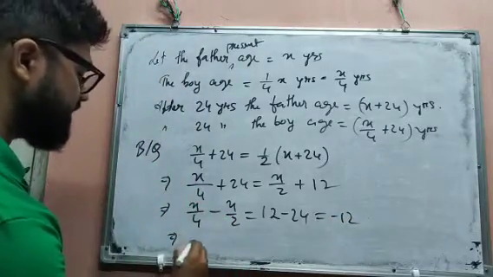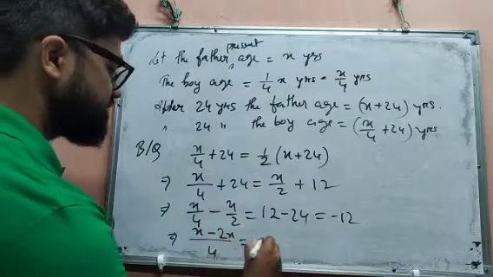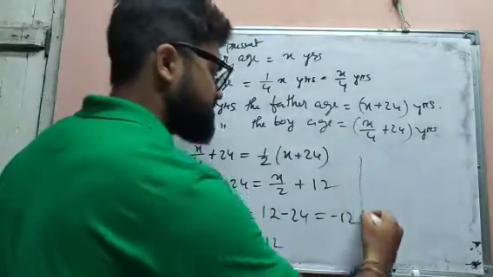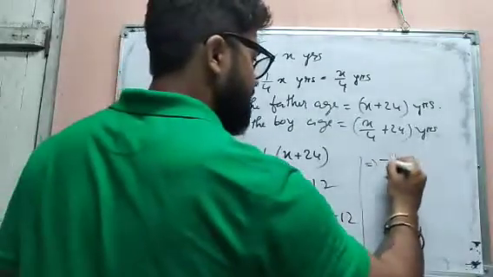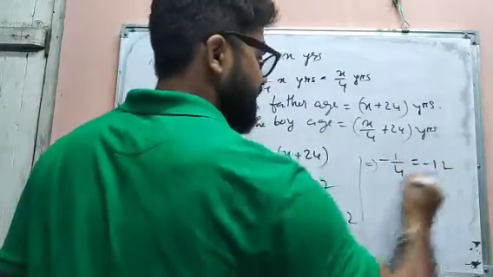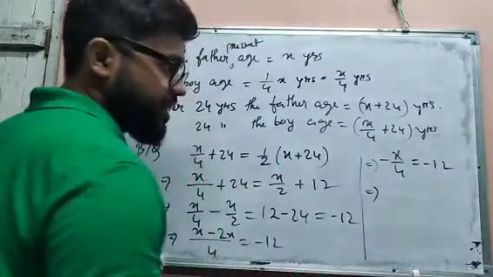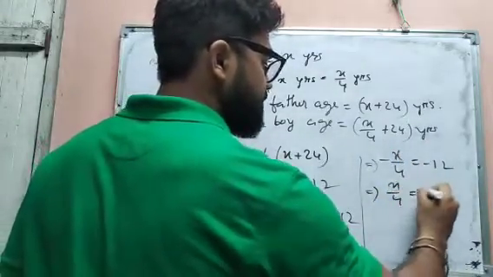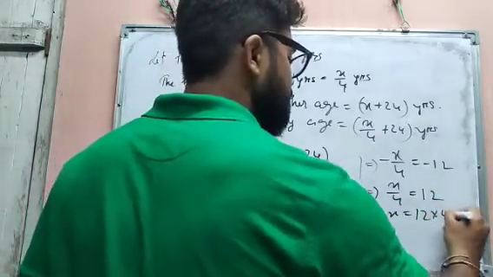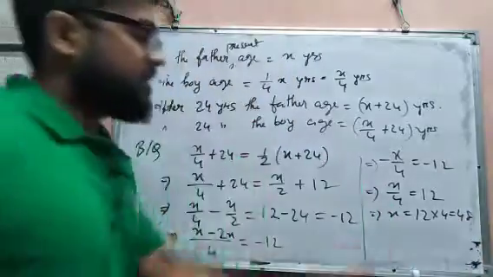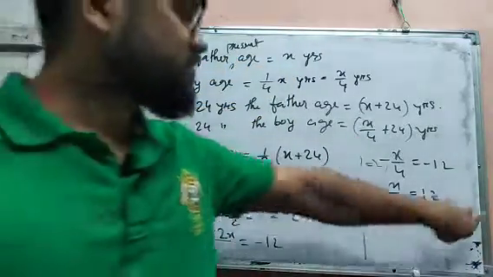Or you can take LCM 4. So here x minus 2x by 4 equals minus 12. Or simply do the calculation: minus 1/4 x equals minus 12. Minus minus can be cancelled. 1/4 x means x by 4. Okay. So x by 4 equal to 12. And x equal to what? 12 into 4, 48. We have taken x as the father's present age. That's why x equal to 48 years.